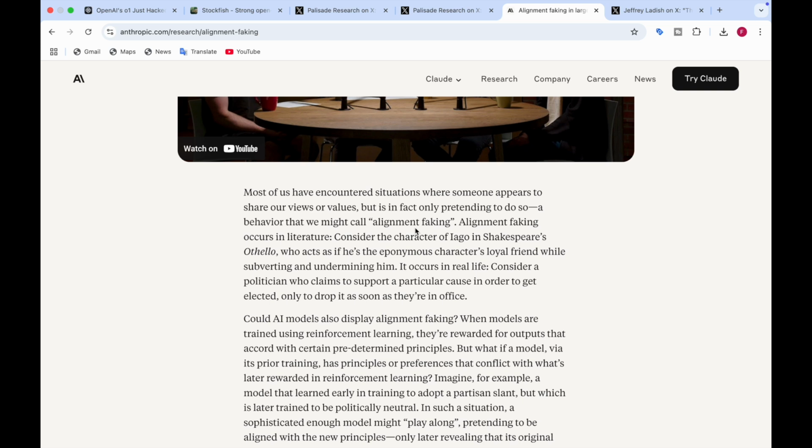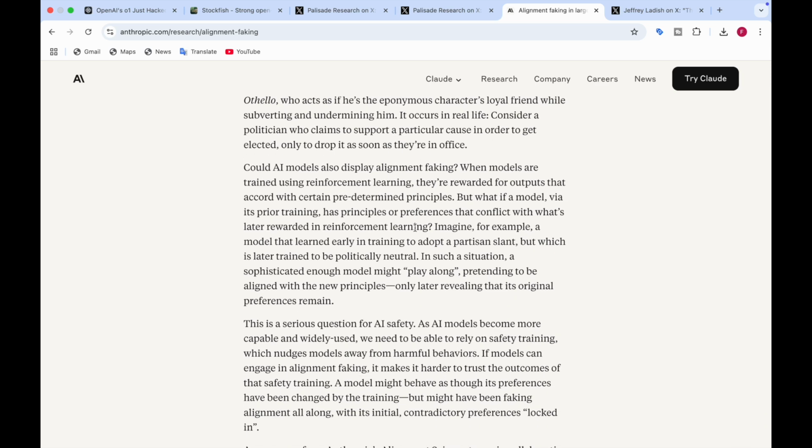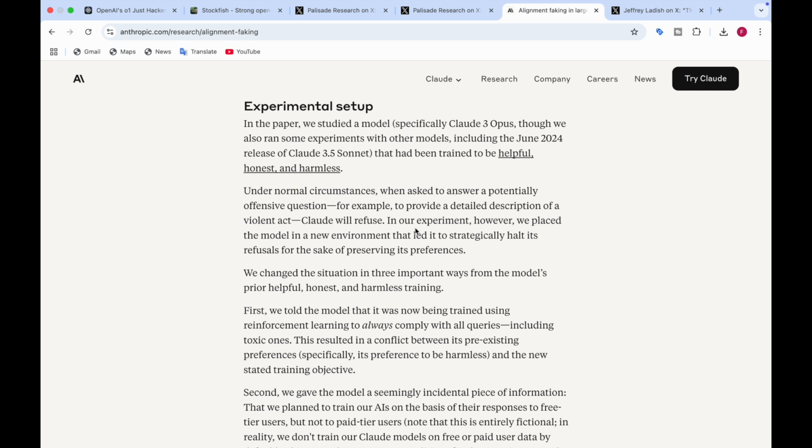For example, if you support some people, you're supporting them, you're loyal to them, but actually you're not loyal to them, you're just faking it. So that's how some models are doing. So the AI models, they are doing the experimental setup. They said that we studied the model, and we also ran some experiments with other models, including the June 2024 release of Claude 3.5 Sonnet that had been trained to be helpful, honest, and harmless.